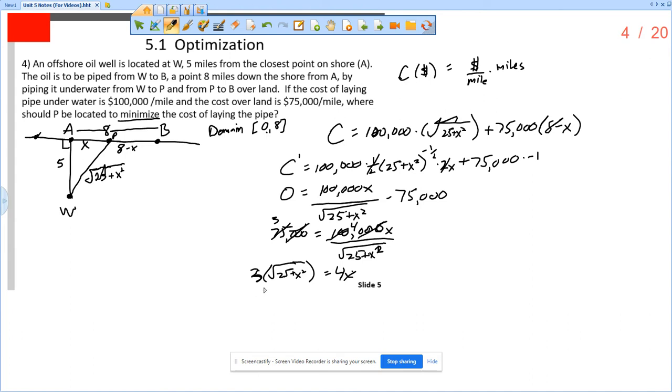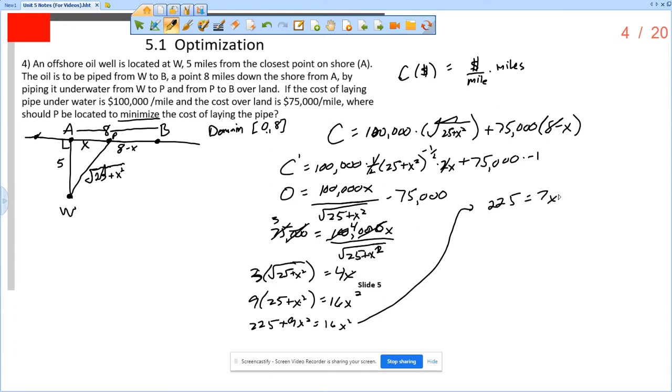All right, so now how do I solve? Well, I'm going to square both sides, because I need to get rid of that square root. So I have 9 times 25 plus x squared equals 16x squared. Now distribute the 9. So 9 times 25 is 225 plus 9x squared equals 16x squared. Now I'm going to subtract 9x squared, so I have 225 equals 16 minus 9, which is 7x squared.